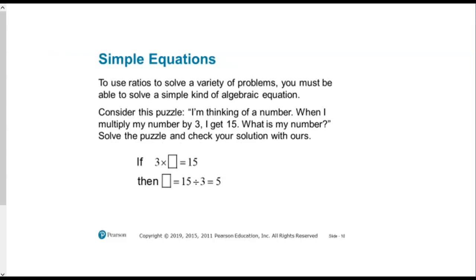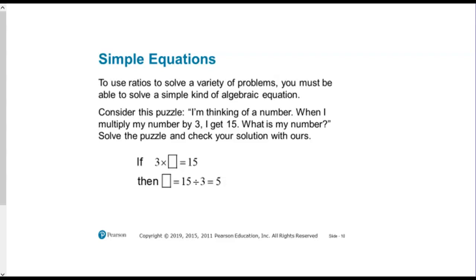So, looking at simple equations to solve some of these ratios, it's going to be important that we go back and make sure that we have a good foundation in how to work on algebraic equations. And this is really important because we will be doing this throughout the semester. So if you take a puzzle and somebody says, hey, I'm thinking of a number, and if I multiply my number by 3, then I get 15.